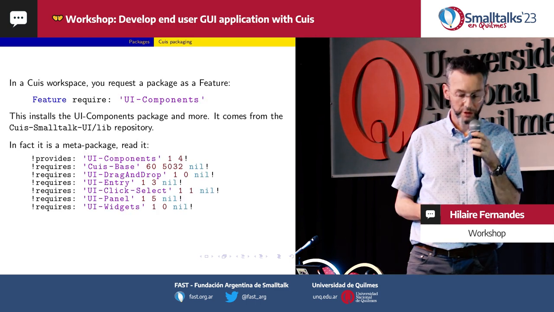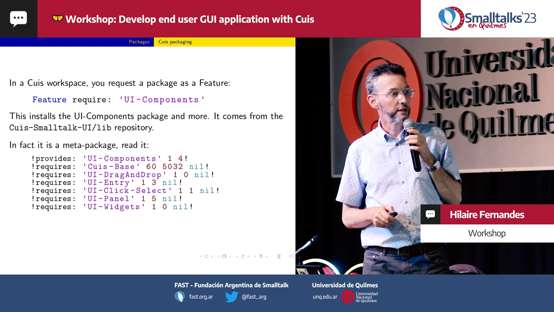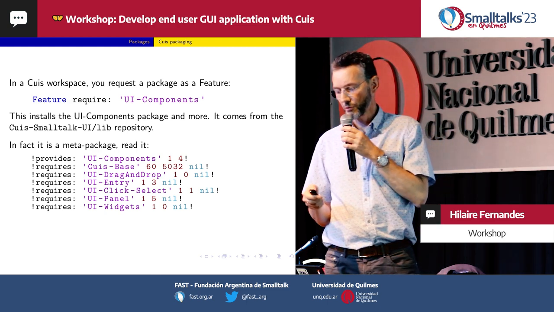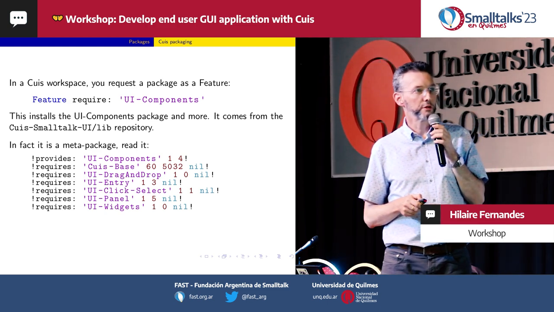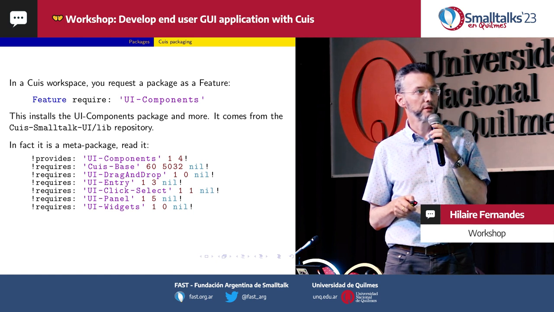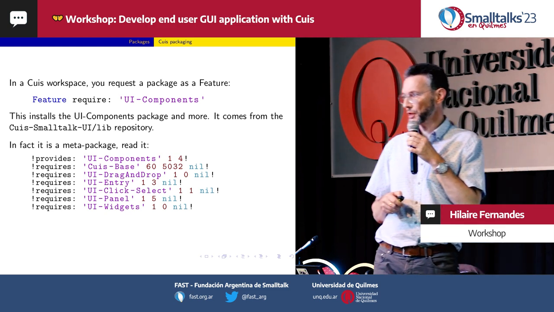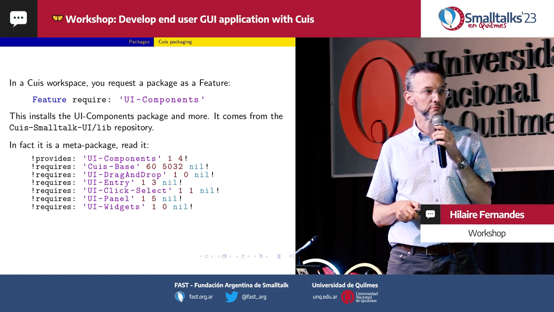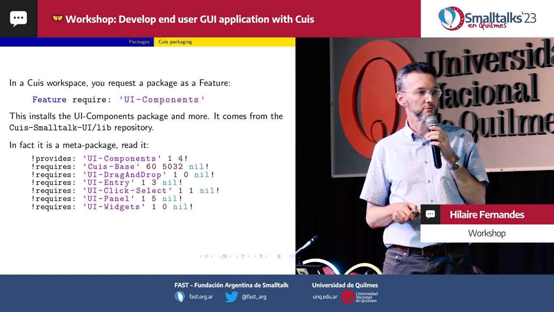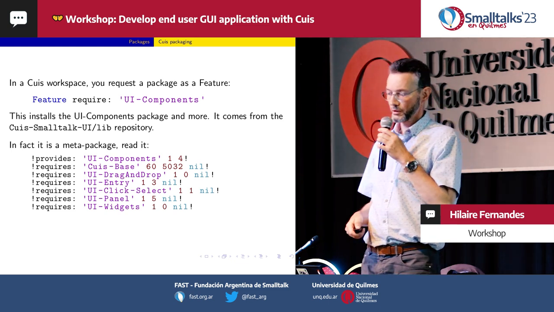So now in the Cuis workspace, I'm starting a fresh Cuis. What I'm discussing now is the Cuis packages. Because we downloaded the UI repository, we can install this package. This one is a meta package, like in Debian. It's a reference to other packages, so it will just load alternative packages. If your feature requires this package, you would see a lot of installation going on. This is just for testing.